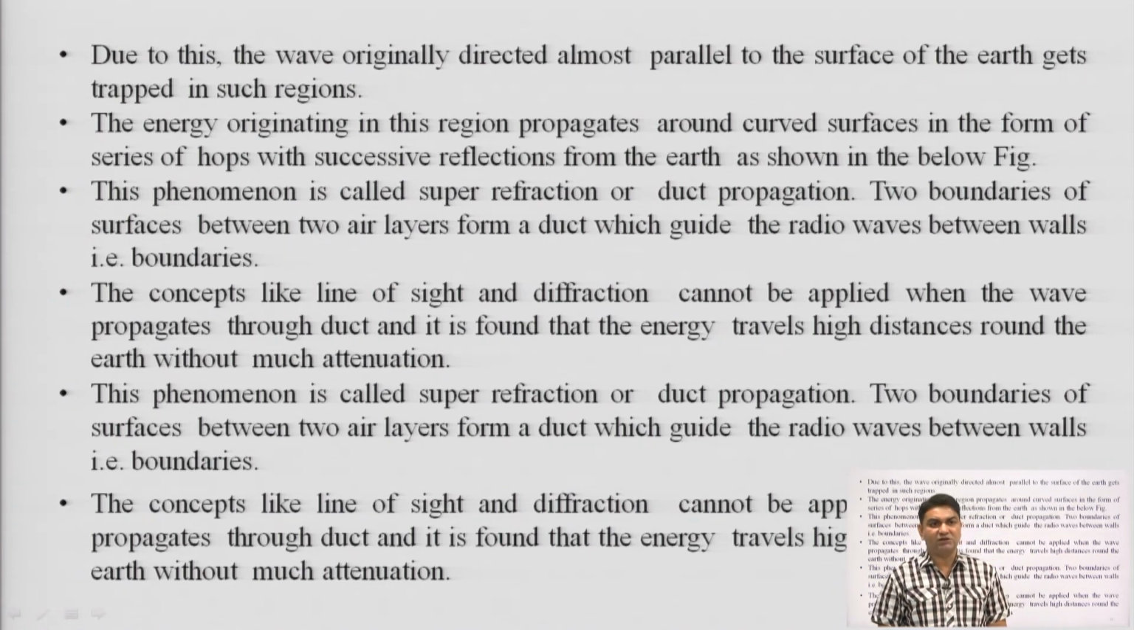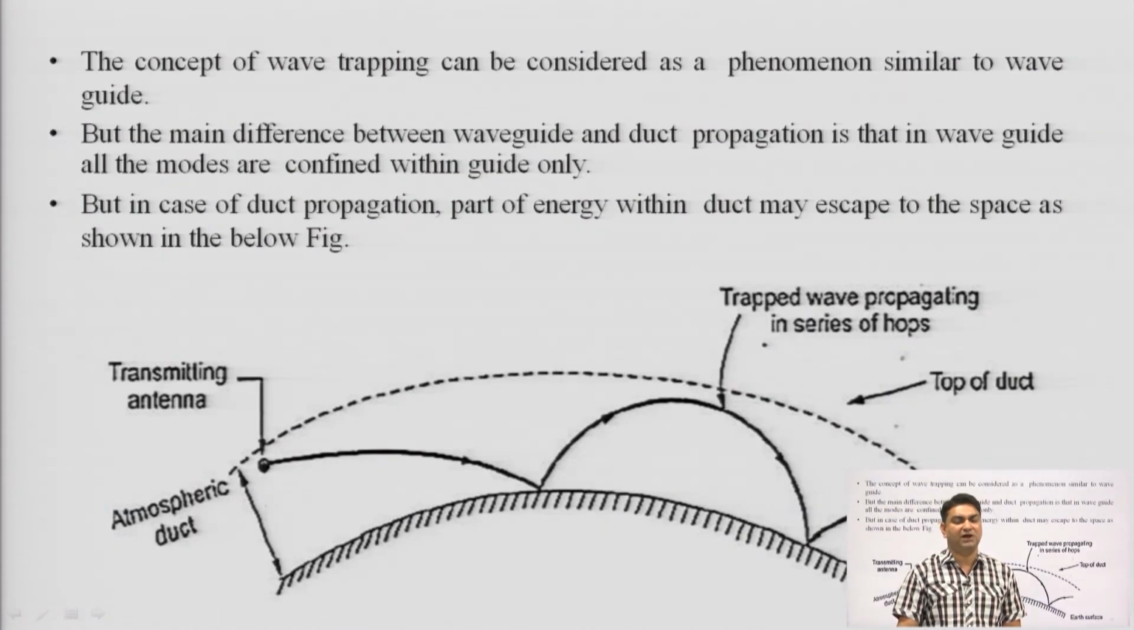So, concepts like line of sight and diffraction cannot be applied when the wave propagates through a duct, and it is found that the energy travels high distances round the earth without much attenuation. Some of the very important concepts in duct propagation are taken from the atmospheric abnormal conditions and some of the abrupt behavior of the atmosphere.